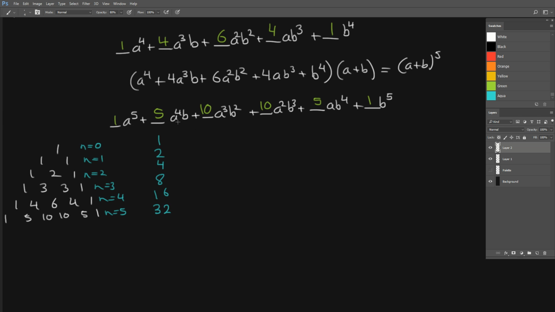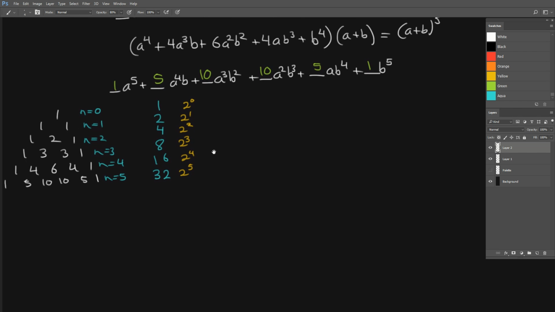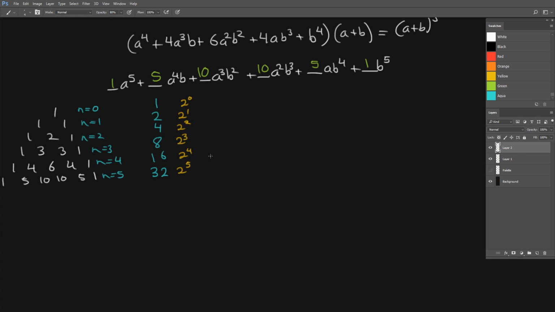And there's a pattern here. These are all powers of 2: 2 to the 0, 2 to the 1, 2 squared, 2 cubed, 2 to the 4, 2 to the 5. And like before, I'll show you why this is true and why it's not just a coincidence. So, I'll give you an example with, say, this one.